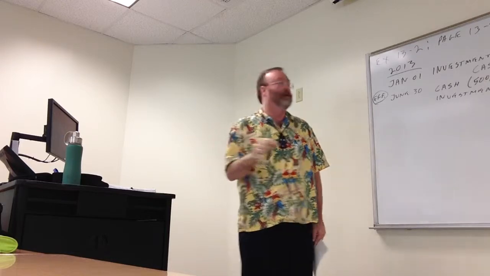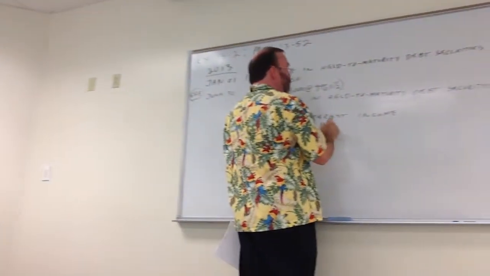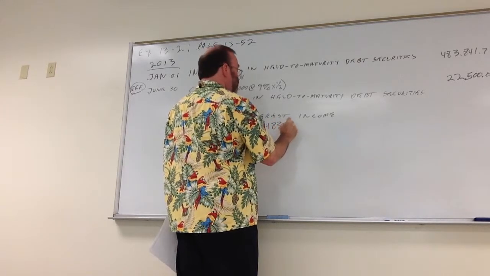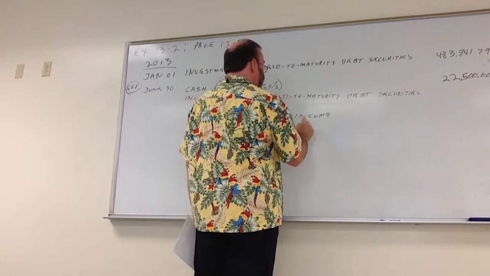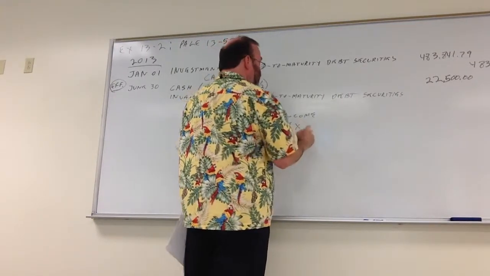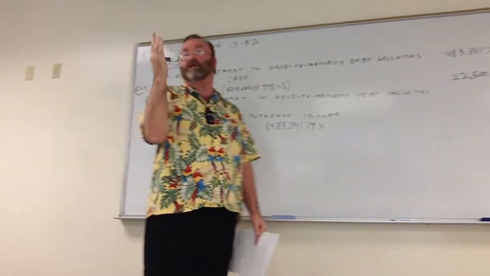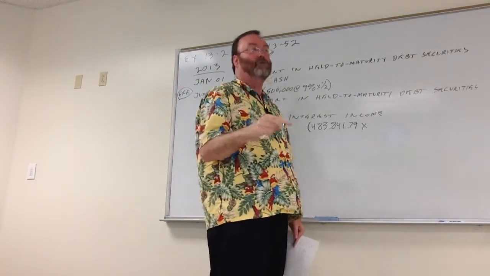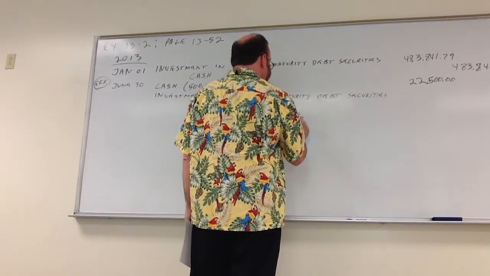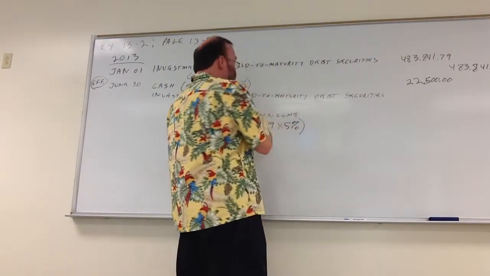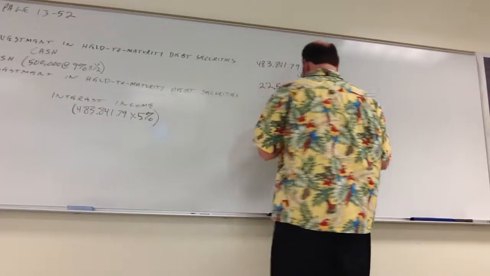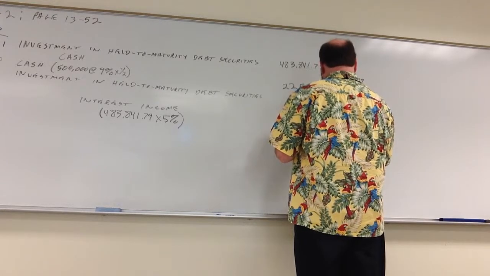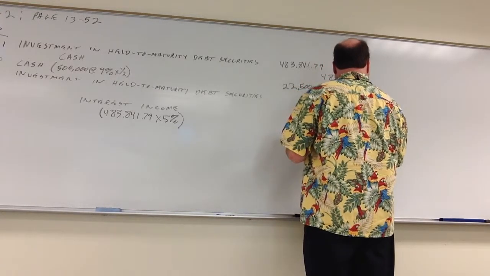All right? So if you take the carrying value, which on the first payment is the 483,841.79, and you multiply it by 1/2 of the 10%, because the 10% yield is an annual rate, so this is a semi-annual payment, so multiply it by 5%, you will get interest income of $24,192.09.